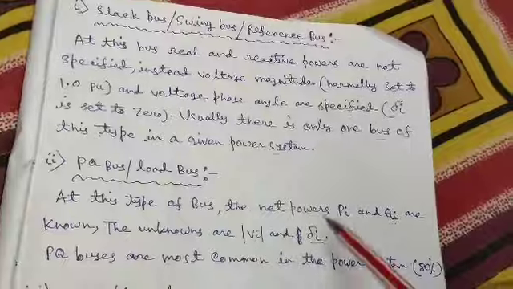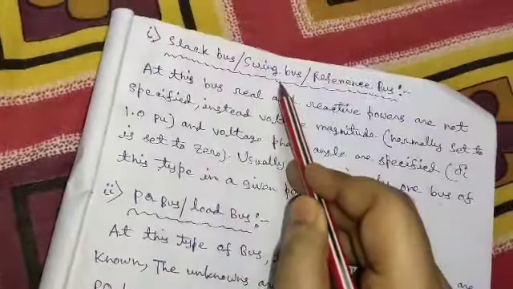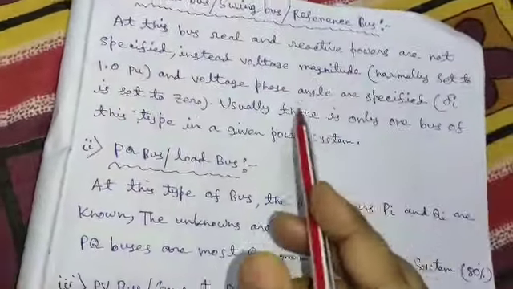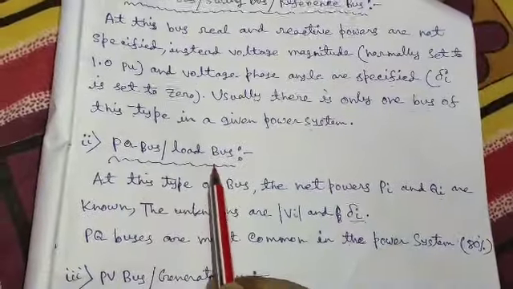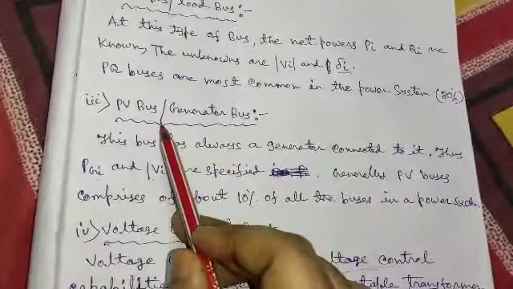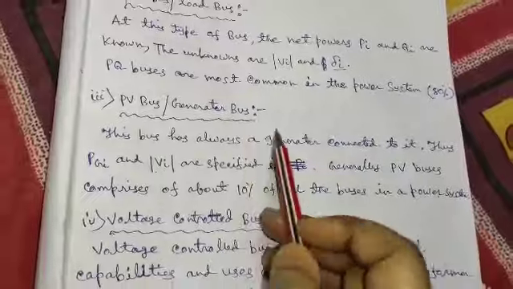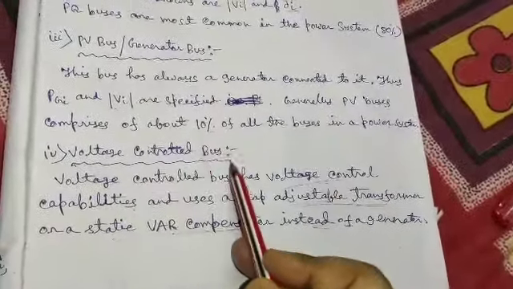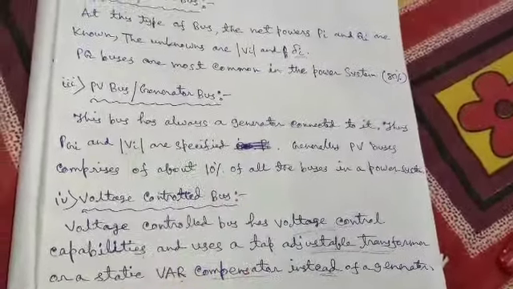So these are basically the four types of bus. Number 1 is the slack bus or swing bus or reference bus, another is the PQ bus or load bus, number 3 is the PV bus or generator bus, and number 4 is the voltage control bus. These are the classification of buses.